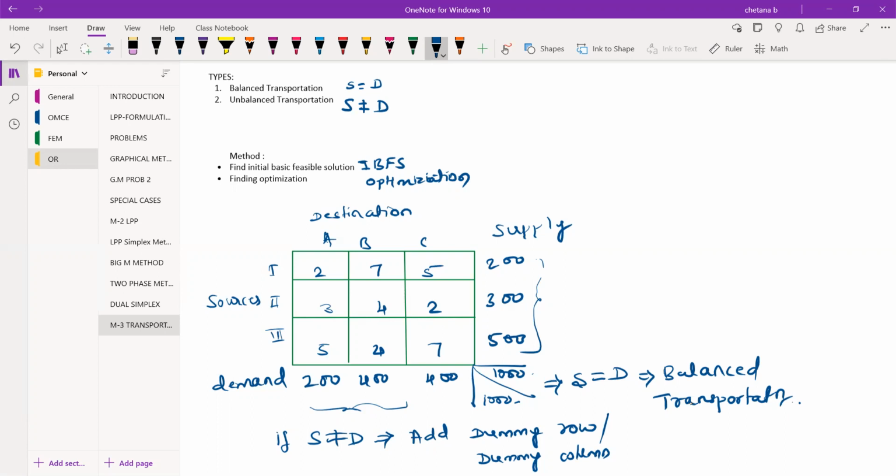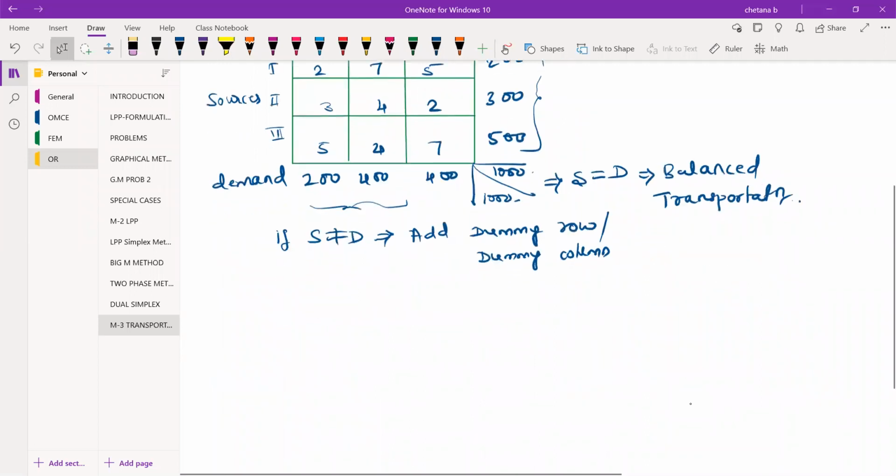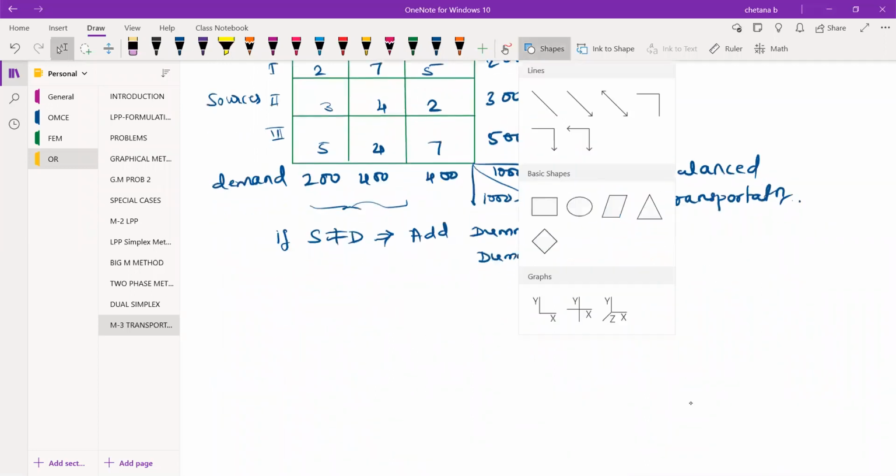So what will be the column value? Whatever you have, 800 and 1000, the left out is 200, the difference. That 200 you need to allocate for the column. And the cost for that particular column will be all zero. For example, let me show that also.